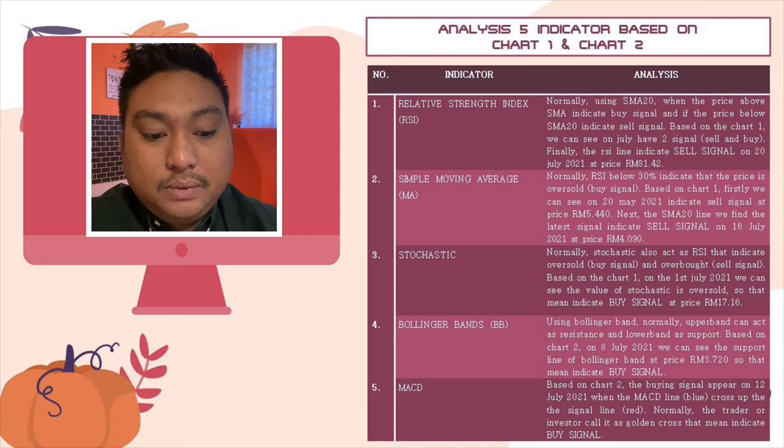Number 5, MACD. Based on chart 2, the buying signal appears on 12 July 2021 when the MACD line, which is blue, crosses up the signal line, which traders or investors normally call a golden cross. That indicates a buy signal.